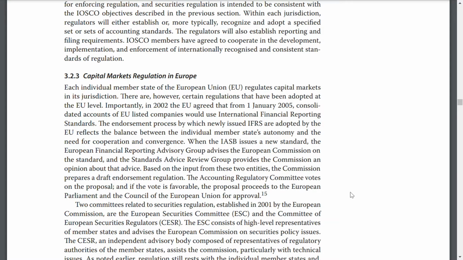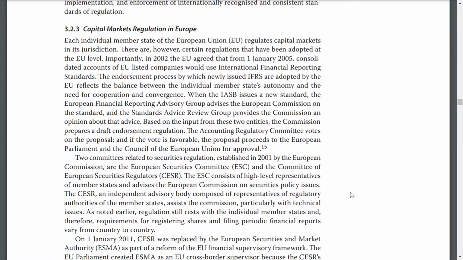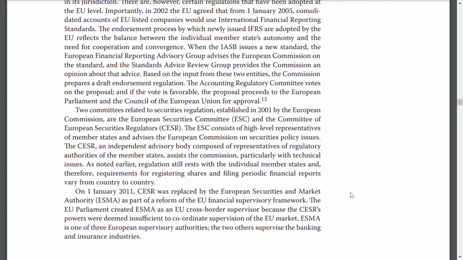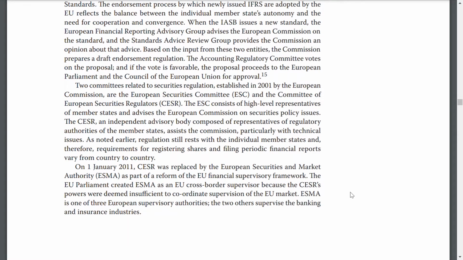When the IASB issues a new standard, the European Financial Reporting Advisory Group advises the European Commission on the standard. On the standard and advice, a review group provides the Commission an opinion about the advice. Based on the input from these two entities, the Commission prepares a draft endorsement regulation. The Accounting Regulatory Committee votes on the proposal, and if the vote is favorable, the proposal proceeds to the European Parliament and the Council of the European Union for approval.